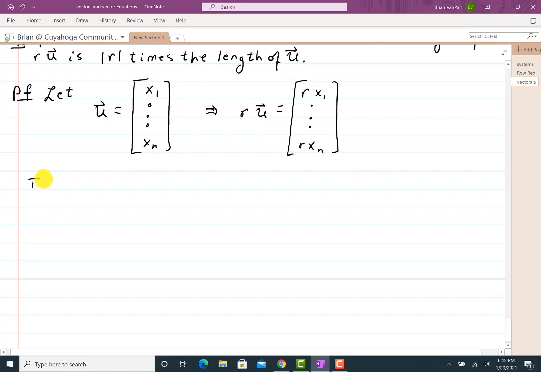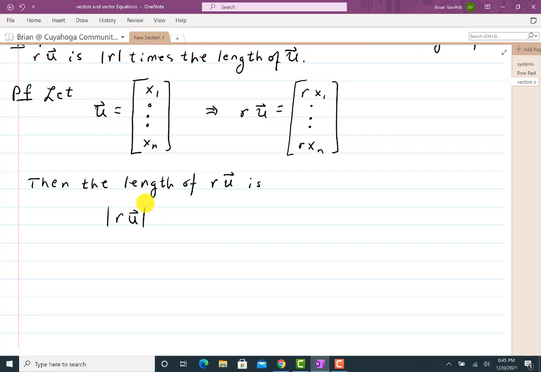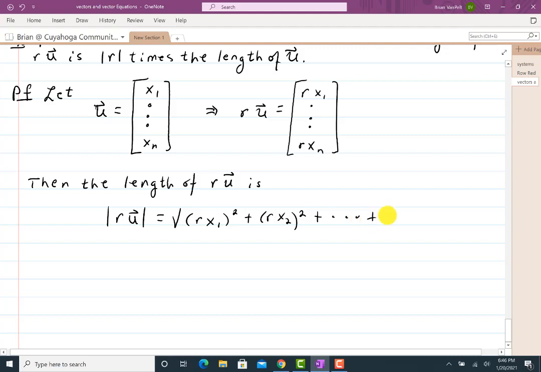Now, then the length of RU is the absolute value of RU. So RU is a vector itself. And be careful with your arrow. Don't let it encompass the R as well. But what we do then is we add up the squares of each component. So we'd have an Rx2 squared, and it goes all the way until we get to Rx sub n squared. So by definition, that's the length of the vector.